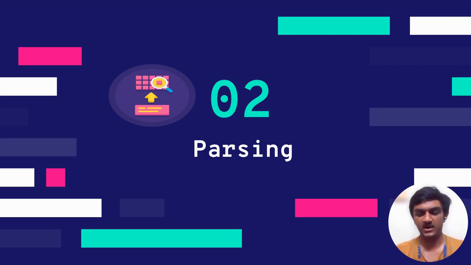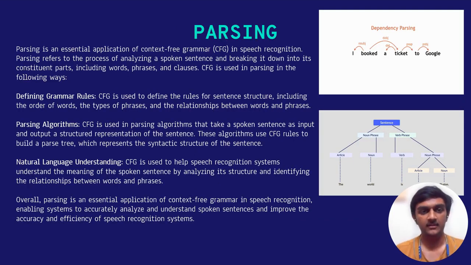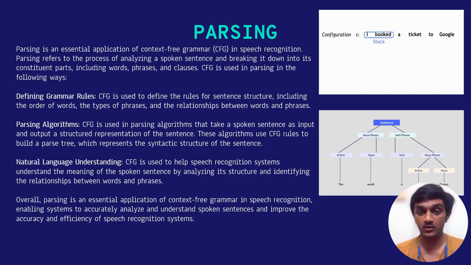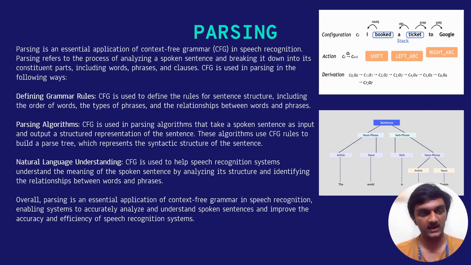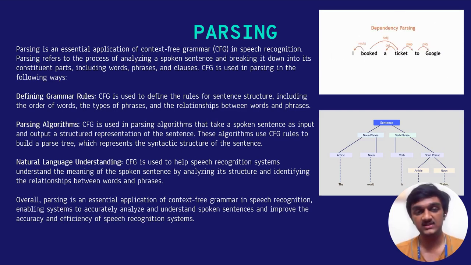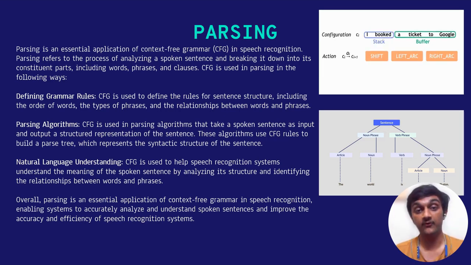parsing. So what is parsing? Parsing refers to the process of analyzing a spoken sentence and breaking it down into its constituent parts, including words, phrases, and clauses. The context-free grammar is used in parsing in three major ways. The first way is defining grammar rules. CFG is used to define the rules for a sentence structure, including the order of words, types of phrases, and the relationship between words and phrases.